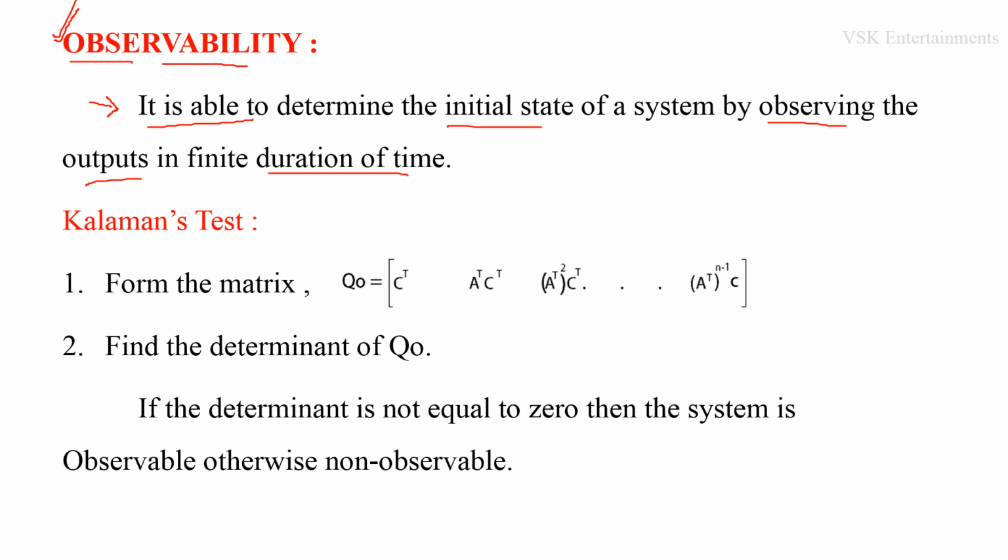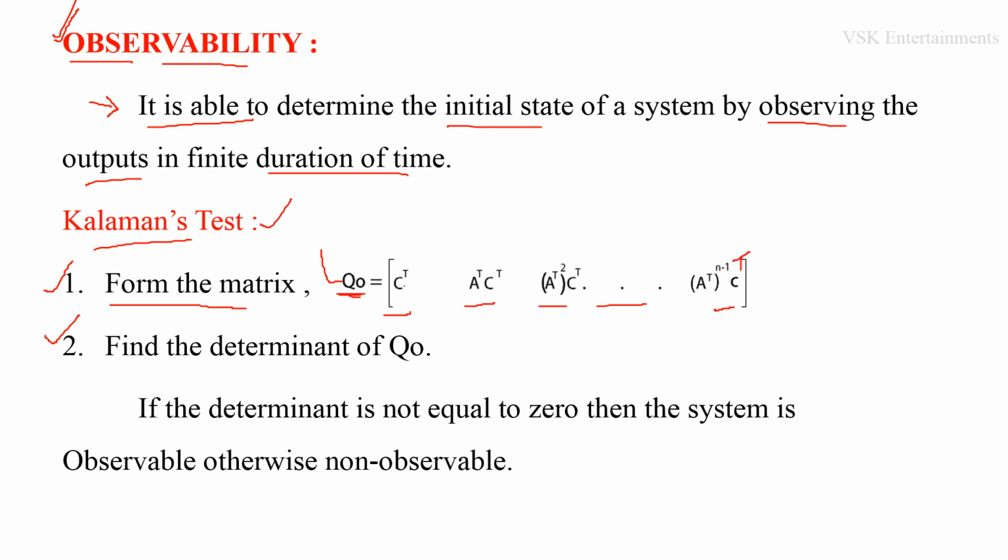Here also, we find whether the given system is observable or not by using one test, called Kalman's test. Here also we have two steps. In the first step we form the matrix called the observability test matrix, represented as Q0. Q0 is given as the matrix C transpose, A transpose into C transpose, A transpose whole square into C transpose, and so on, up to A transpose whole power n minus 1 into C transpose.